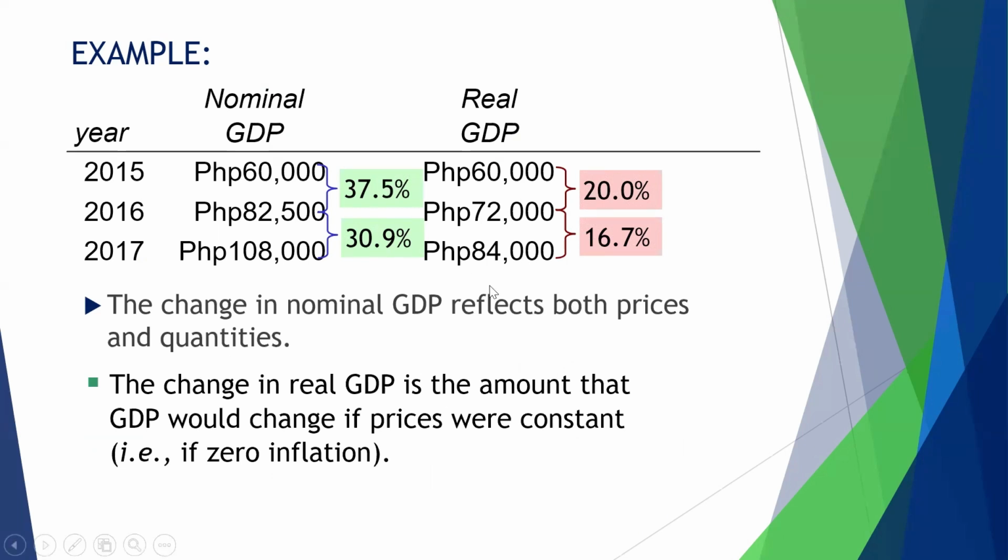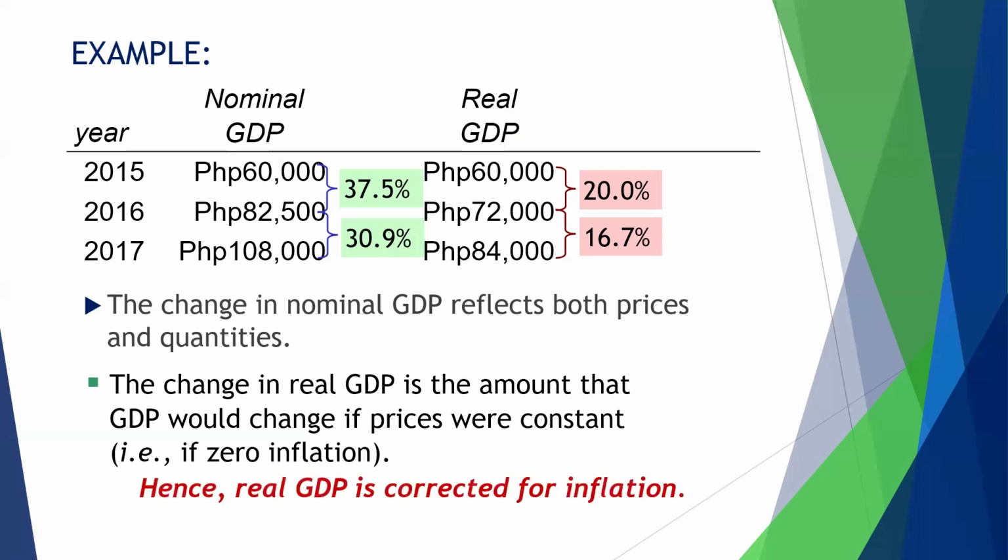It's because the nominal GDP is not yet corrected for inflation. Because again, the nominal GDP reflects both current prices and the quantities. While in real GDP, the growth rate is not that high, unlike in the nominal GDP, because we use the price of the base year. So here, the change in real GDP is the amount that GDP would change if prices were constant. When we say constant, they have the same prices across years, and we base the prices on the base year.